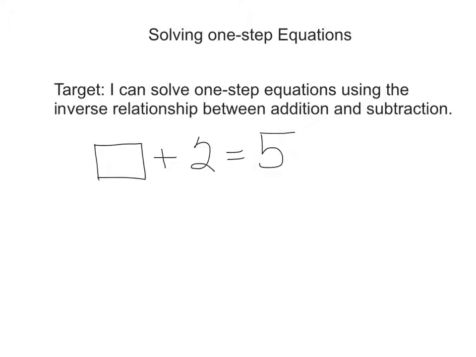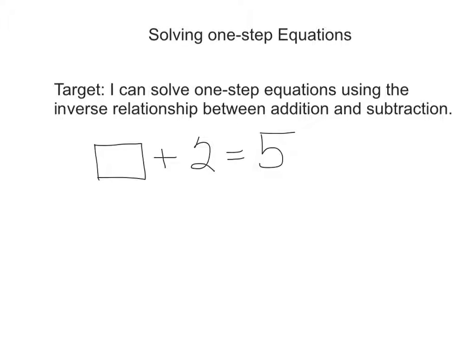Today we want to really get solid with our knowledge of solving one-step equations. We're going to review the inverse relationship between addition and subtraction, and realize that we've been solving one-step equations for many, many years. When we take a look at box equals 2 plus 5, you know the answer to this, and you've known this for many years.